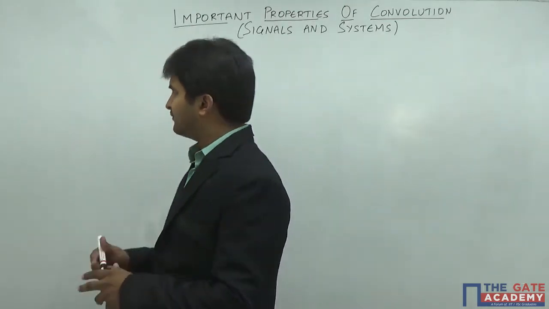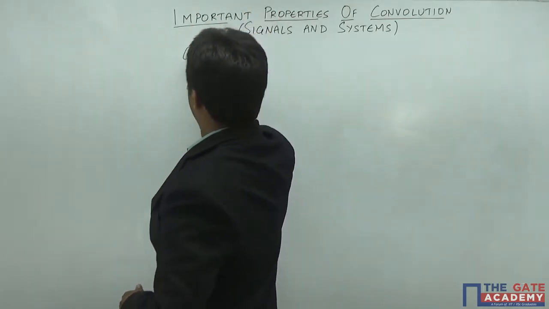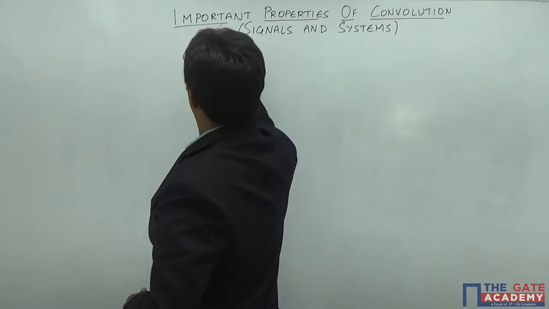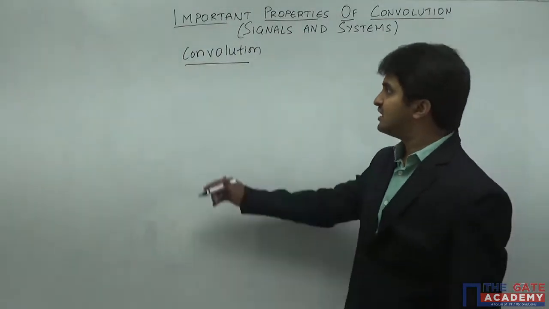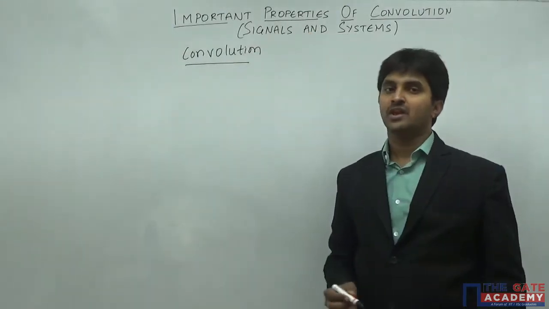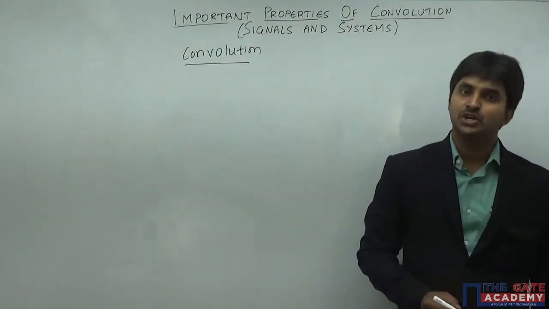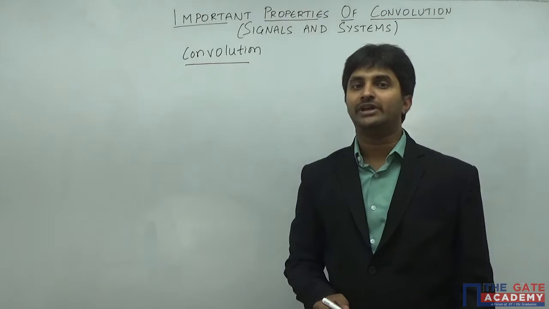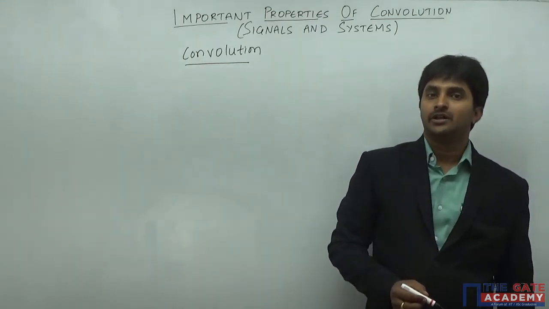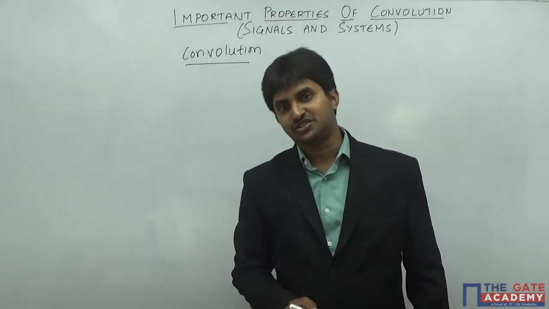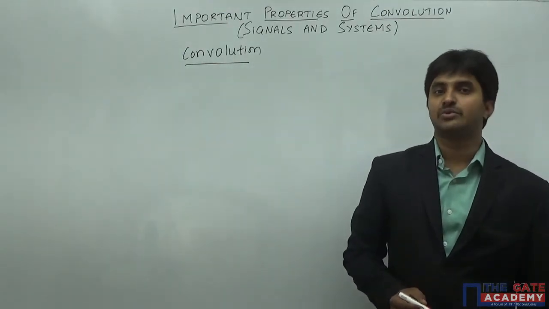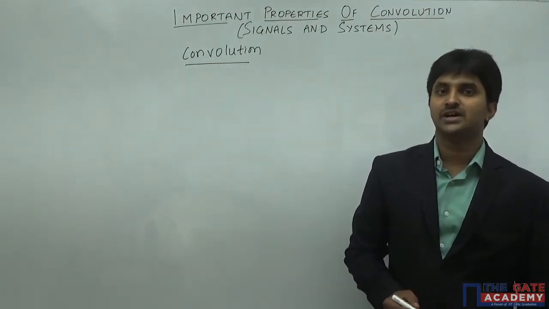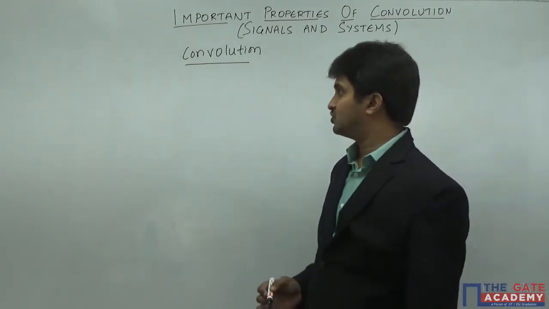We know that convolution is a very important operator. Why do we generally use convolution? Convolution is generally used to relate input and output in terms of linear time invariant systems. In the case of linear time invariant systems, in order to find the relation between the input and output, we use the operator of convolution.